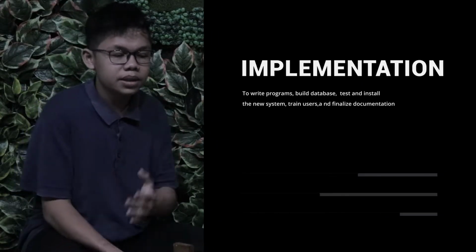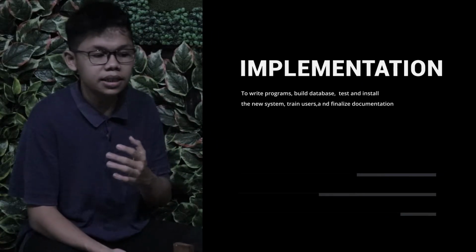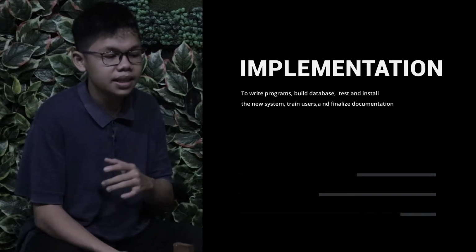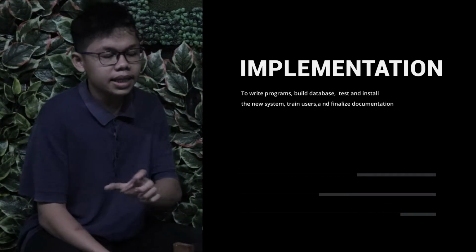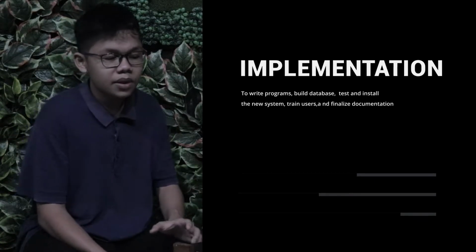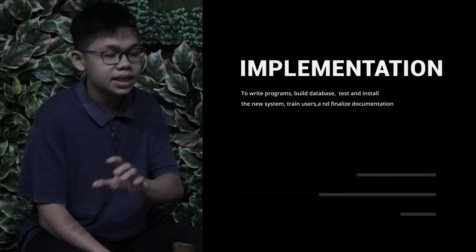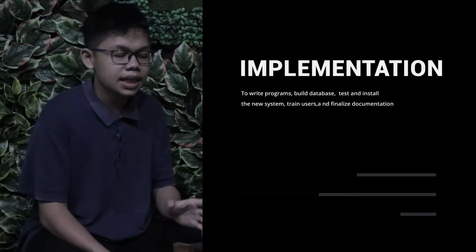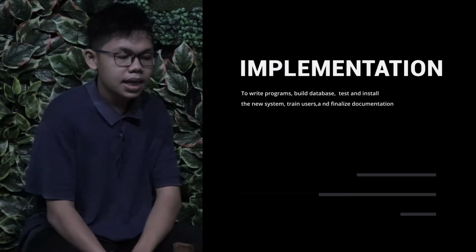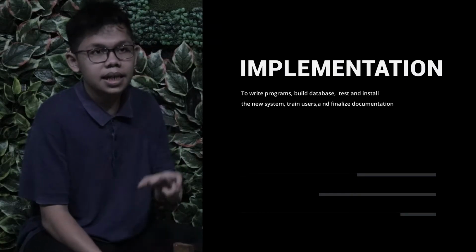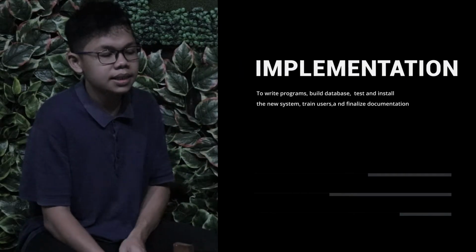The next lifecycle is implementation. The purpose of implementation is to write programs, build databases, test and install the new system, train users, and finalize documentation. Database implementation: code and test database processing programs, complete the database documentation and training material, install the database, and convert data from the prior system. And the last in the database lifecycle is maintenance.